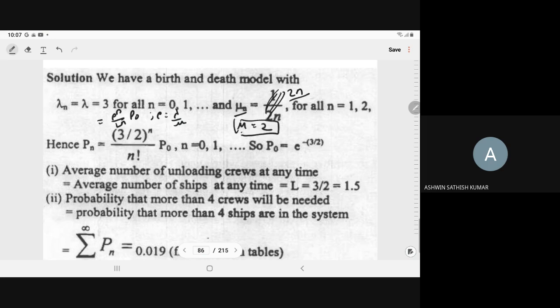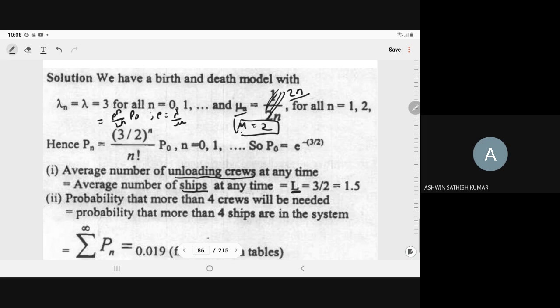Mu is equal to 2, because it is given that the service facility will increase with the number of ships. So here the mu is equal to 2. So Pn will become (3/2)^n upon factorial n into P naught, where P naught is e to power minus rho. The average number of unloading crew at any time is equal to the average number of ships at any time. That is, we want the L.